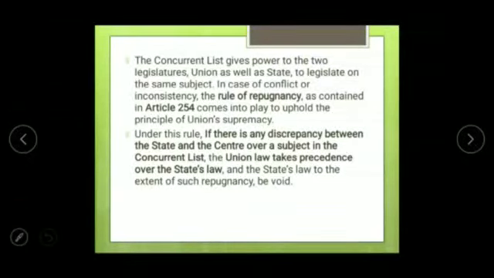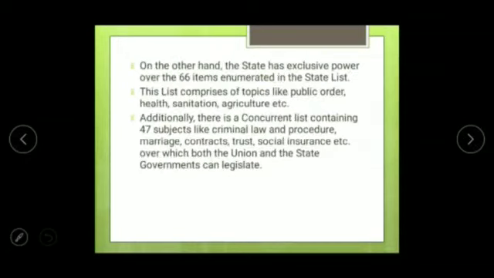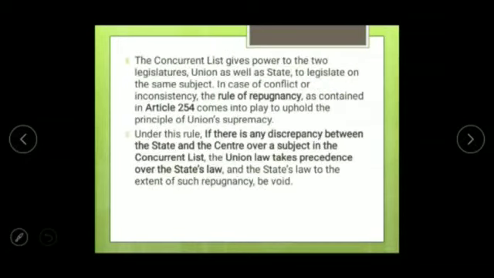Now, the power to legislate on any matter which is not given under the Union, State or Concurrent List is vested in the Union Parliament by Article 248, and this is called the residuary power. It belongs to the Union government. So the residuary power belongs to the Union government. Perfect. Article 248 vests the residuary power in Parliament.